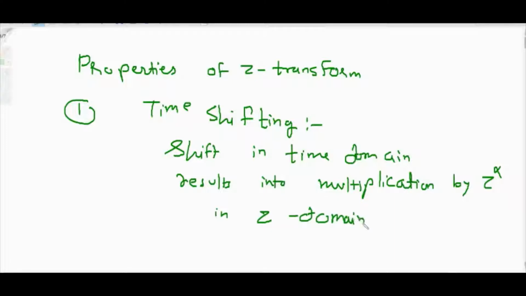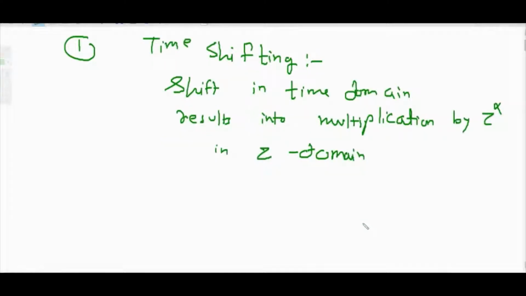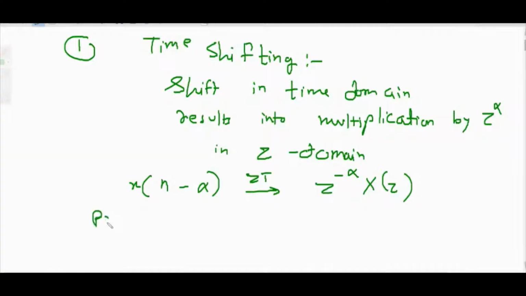According to this, the z transform of x of n minus alpha is z raised to power minus alpha into x of z. This is the time shifting property of z transform. Okay, now the proof for this property.